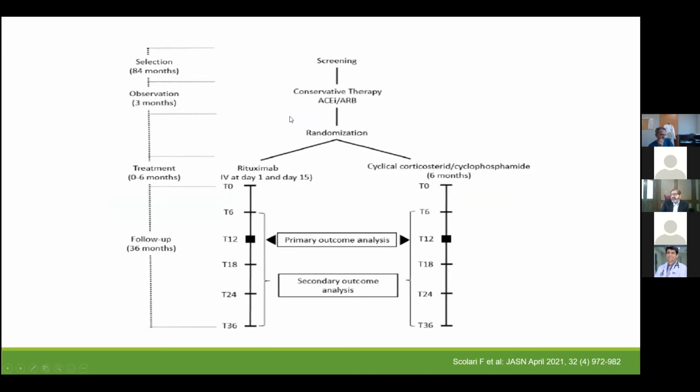Again, there's a screening period where you're maximizing conservative therapy. You want to make sure you're weeding out all the self-remitting patients, and then you're randomizing them. So the dose of rituximab is 2 grams: 1 gram at day 1 and 1 gram at day 15, which is our usual practice. This is the intervention in the rituximab group, and then you place the other group on a typical Ponticelli-type regimen for 6 months. That's the intervention in the cyclical group. Everybody gets NIAT per standard, and they're followed up at 36 months.